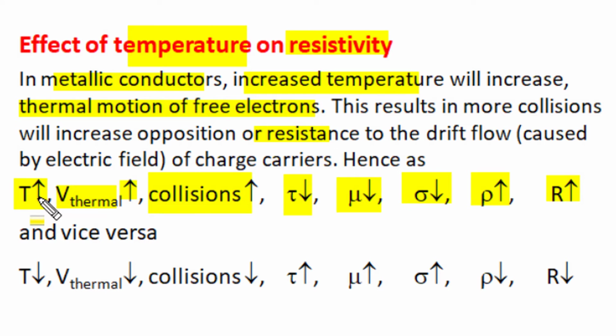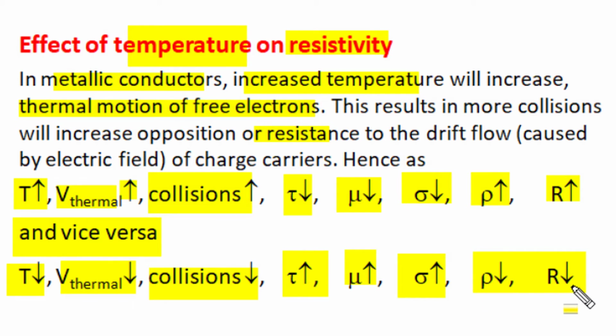When temperature is increased, resistivity and resistance of metals get increased, and vice versa, when temperature is decreased, the thermal velocity gets decreased. This will reduce the amount of collisions, and the time between collisions or relaxation time is increased, which increases mobility and conductivity and results in reduced value of resistivity and resistance. Again, the temperature change and resistance change have an identical pattern. Temperature reduction will reduce resistance of a metallic conductor.